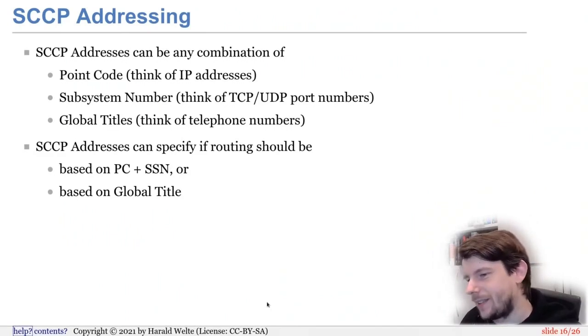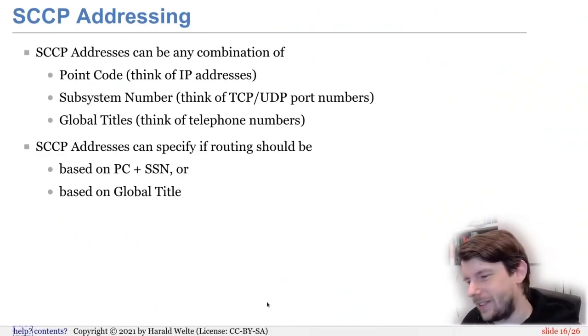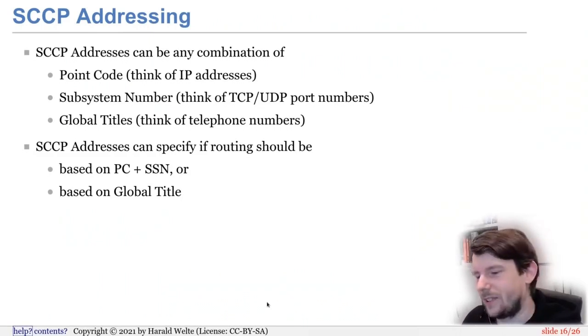And global titles now you can think of as telephone numbers, but on steroids somehow, different types of telephone numbers, or things that look like telephone numbers but are not telephone numbers. Let's say sequences of BCD digits, could also be IMSIs, for example, and not just telephone numbers in there. So you can have an SCCP address that contains either 1 or 2 or 3 of those above.